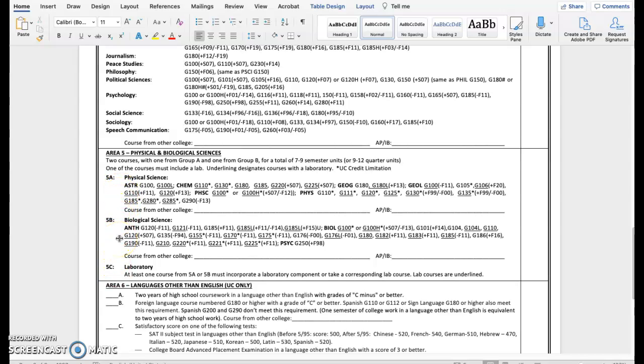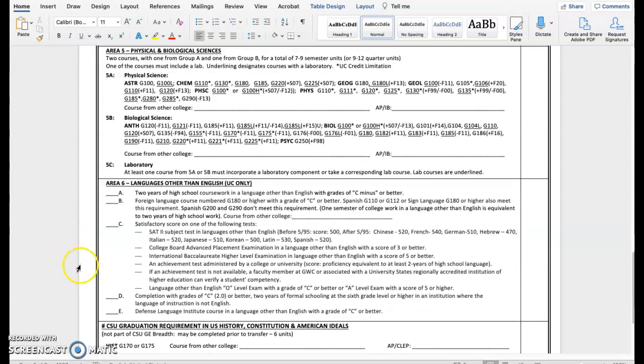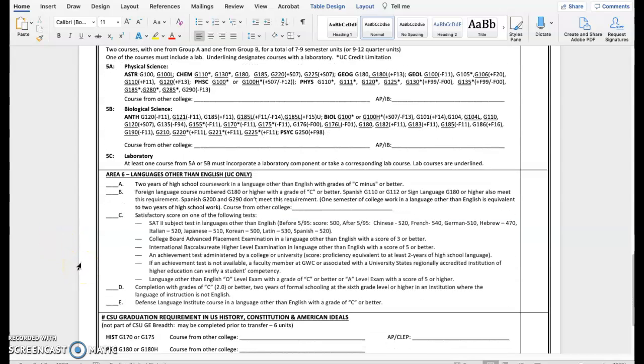The last requirement is really just for the UCs, and it's what we call a proficiency requirement. And in this requirement, you do have to show that you have some proficiency in a language other than English. So this can typically be met if you've taken 2 years of the same foreign language in high school and received a C- or better. If you did not, you will notice that there are a variety of different ways you can meet this requirement. The second most common being taking a foreign language class with us here at Golden West College.